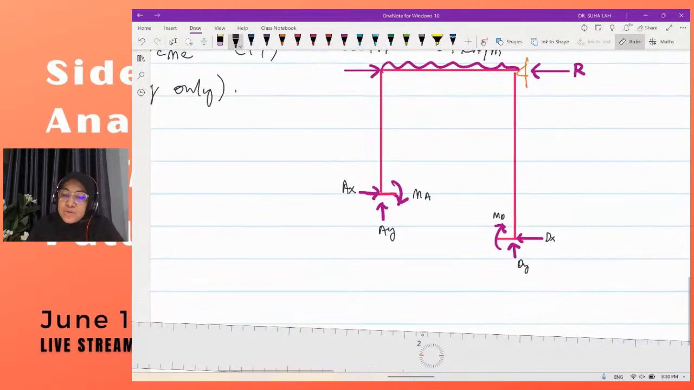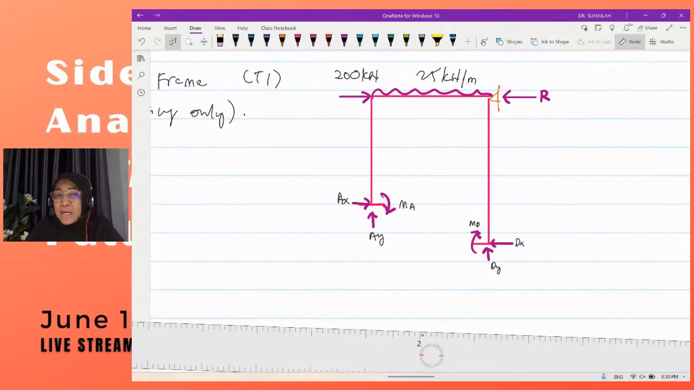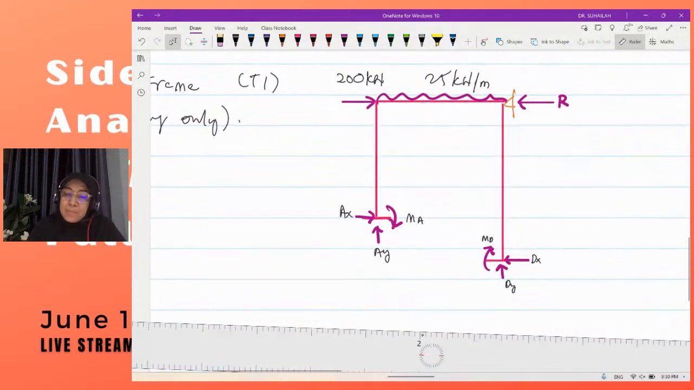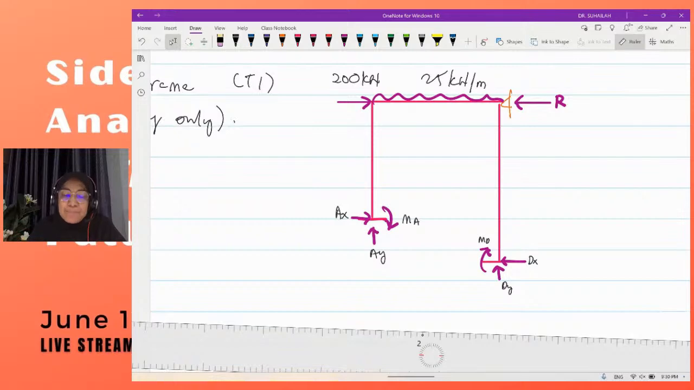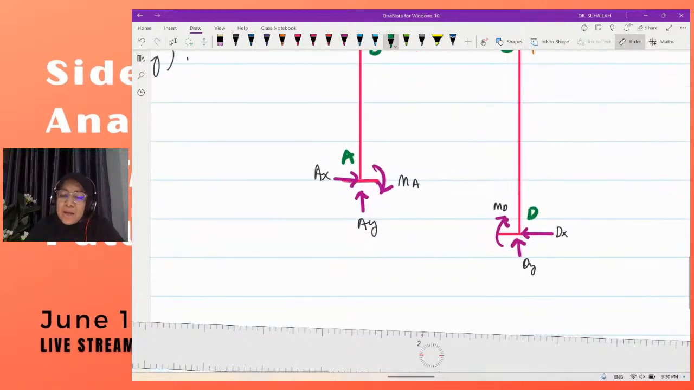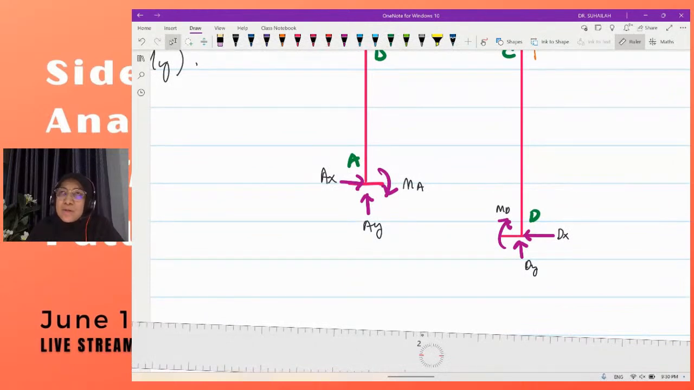Reaction at the support. So this is the frame that you are going to analyze under this step. You have to draw the frame, put all the loading, and then put a restraining force that exists due to the artificial support at C. Okay, A, B, C, and D. And don't forget, we have to draw the reaction at each support, at support A and at support D.